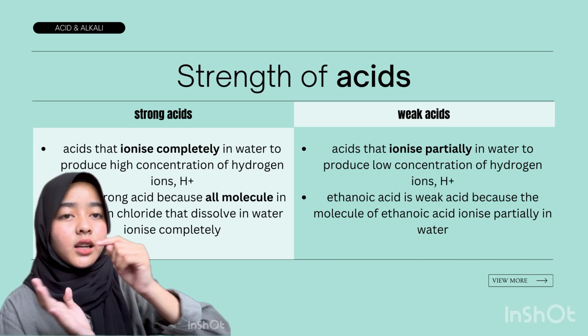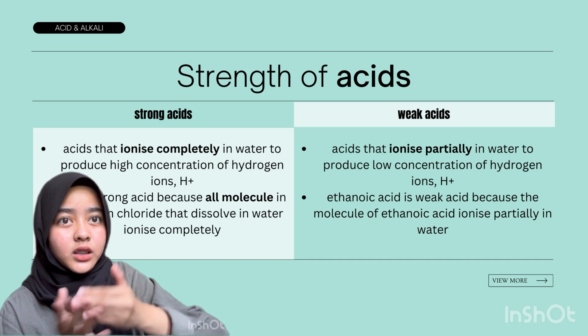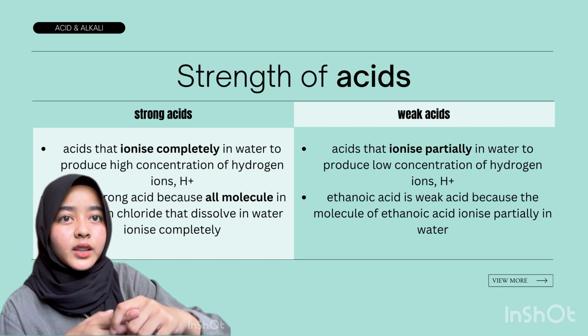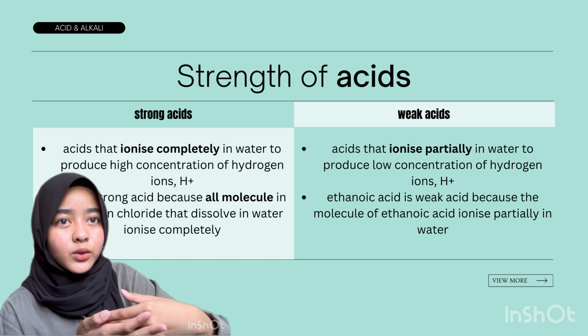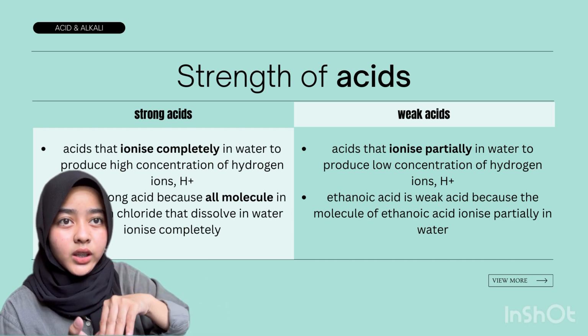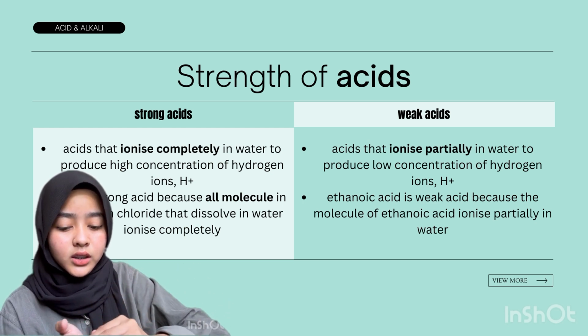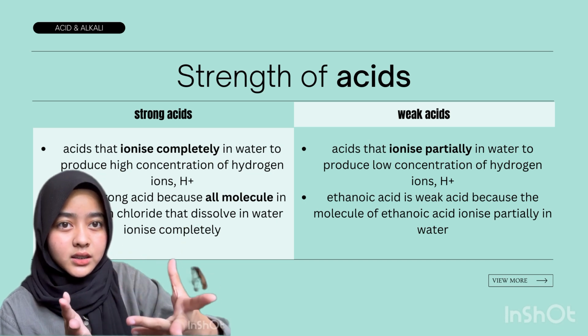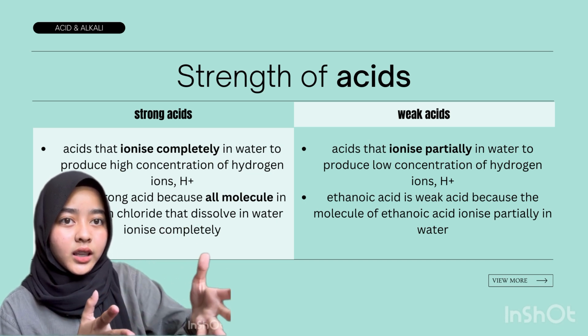Then this one is weak acid. It will only ionize partially in water to produce a low concentration of hydrogen ions, H+. Okay, for example, ethanoic acid is a weak acid, because the molecules of ethanoic acid ionize partially in water, which is only part of the hydrogen will be ionized and part of them will stay as it is.